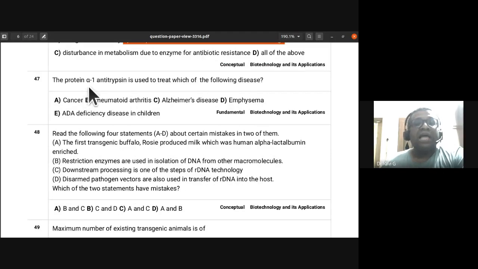The protein alpha 1 antitrypsin is used to treat which of the following diseases? The answer is emphysema. The protein alpha 1 antitrypsin is used to treat emphysema.